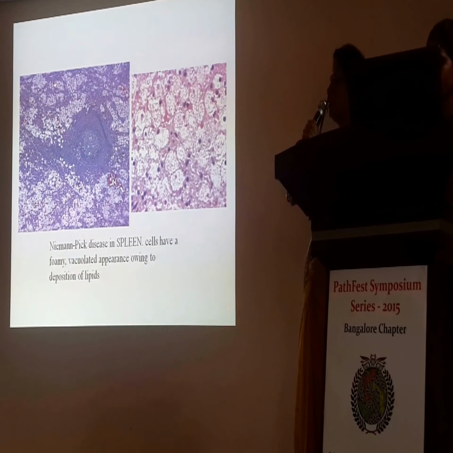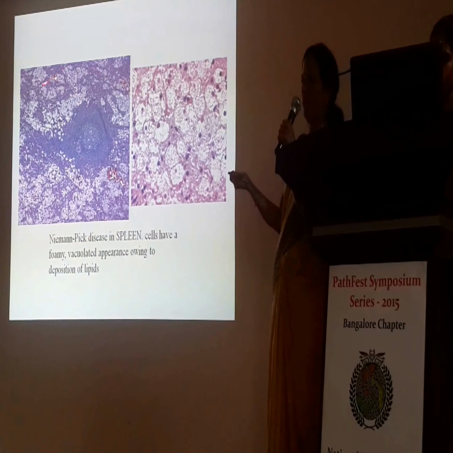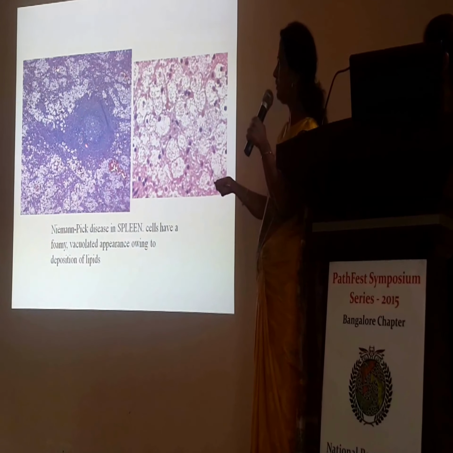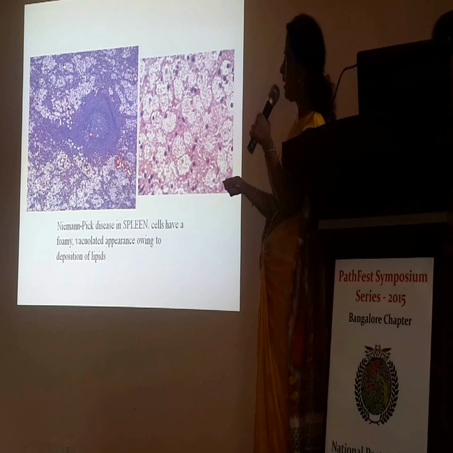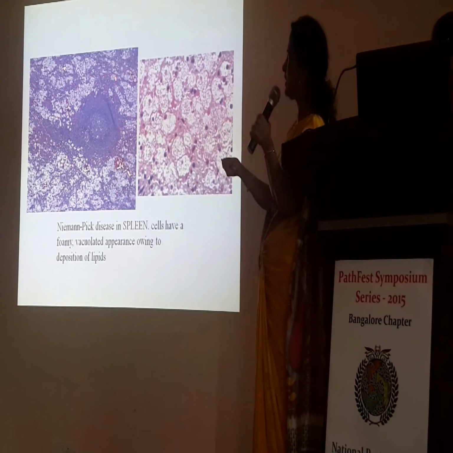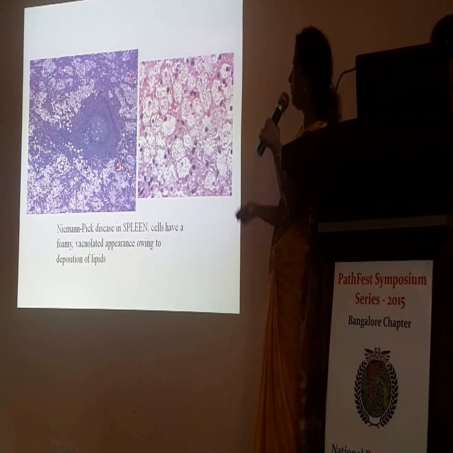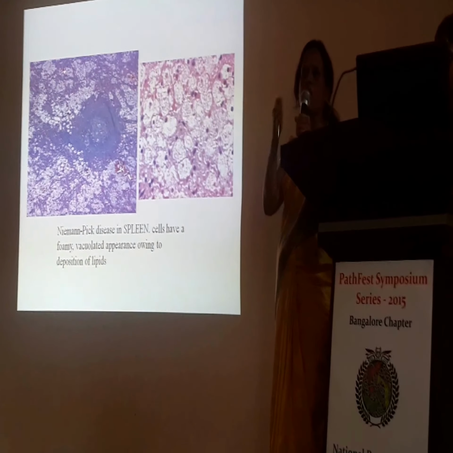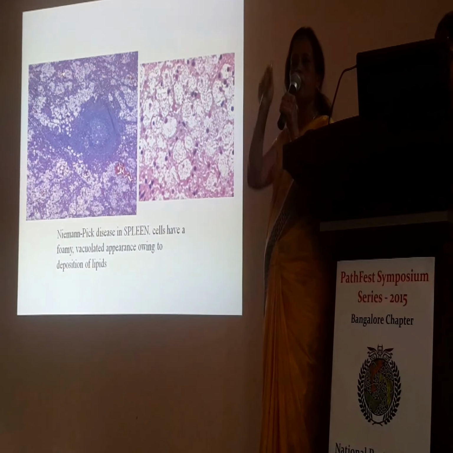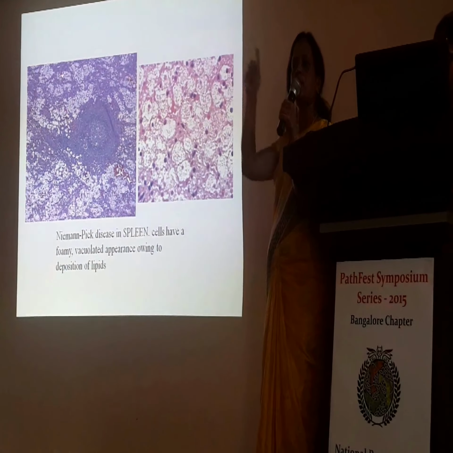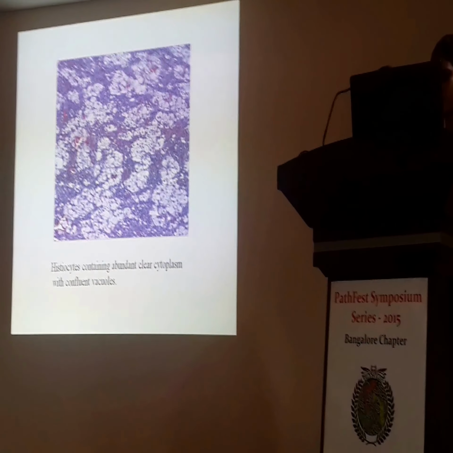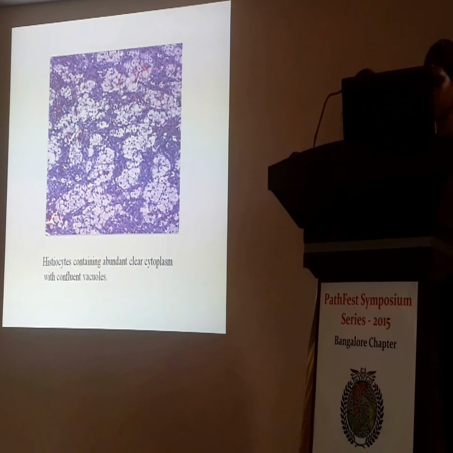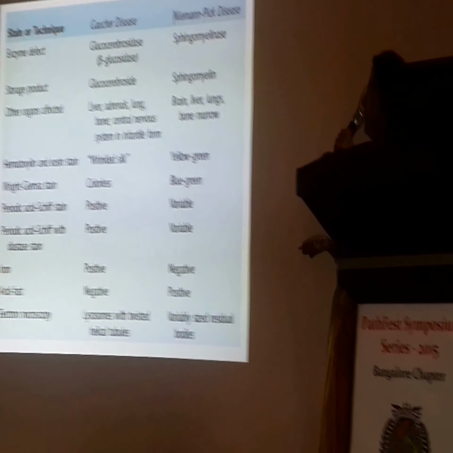What is this now? This organ is spleen. You can see the white pulp, the Malpighian corpuscle with the peripheral arteriole, and these are the cells which are infiltrated, which have the vacuolated appearance in contrast to the wrinkled tissue paper with striated cytoplasm that you saw in the Gauchers. Next. Yeah, this is only high power to show how these cells differ in appearance from that of the Gaucher cell. Next. Yeah. This is the difference.